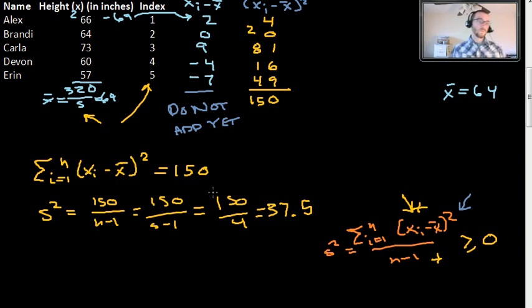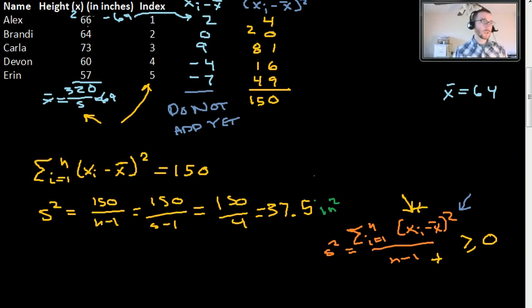Okay, so the sample variance is useful for a lot of reasons, mostly because it captures all the data, it uses all the data, and takes advantage of that. But it has one big disadvantage, which is that when we square it, we went from x in inches to something like inches squared.